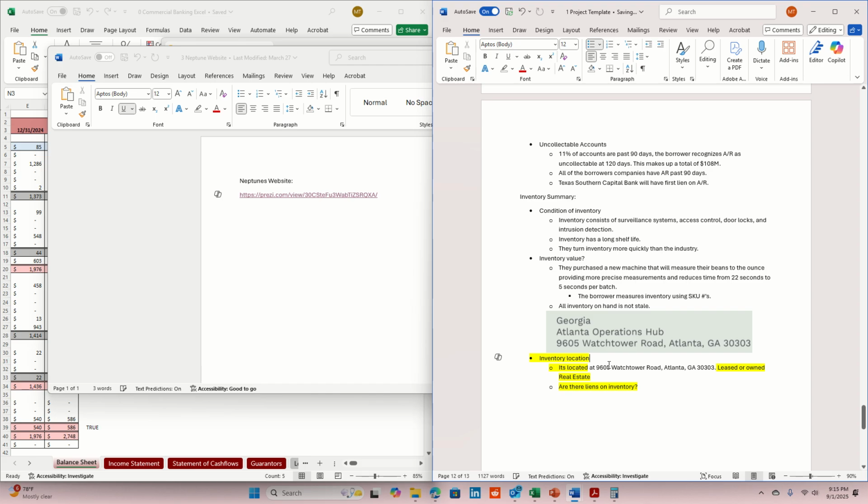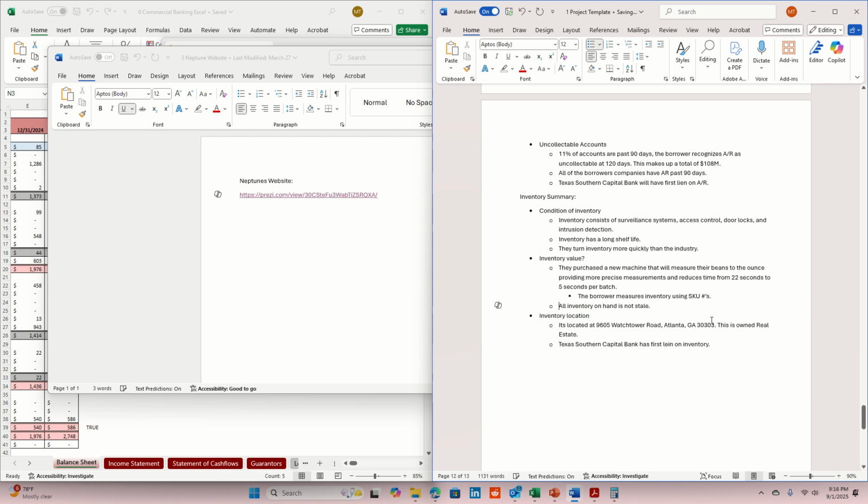Inventory location. Okay, we got it. They owned it. Owned real estate. This is owned real estate. Okay. Are there liens on inventory? No. Texas Southern Capital Bank has first lien on inventory. My spell check is off. Okay, so now let's delete that.